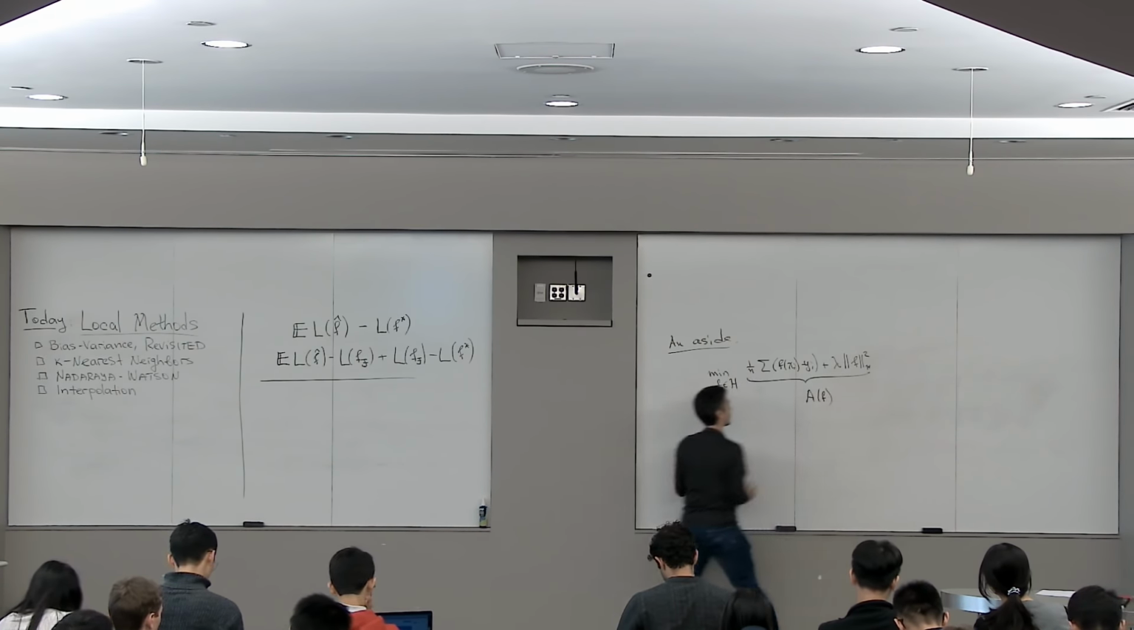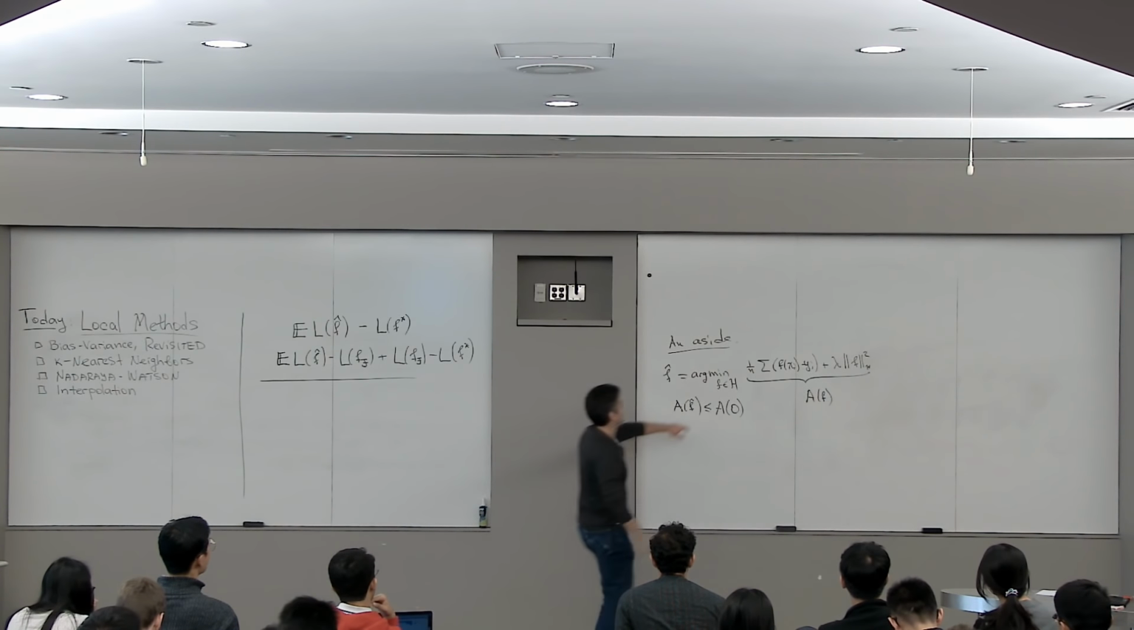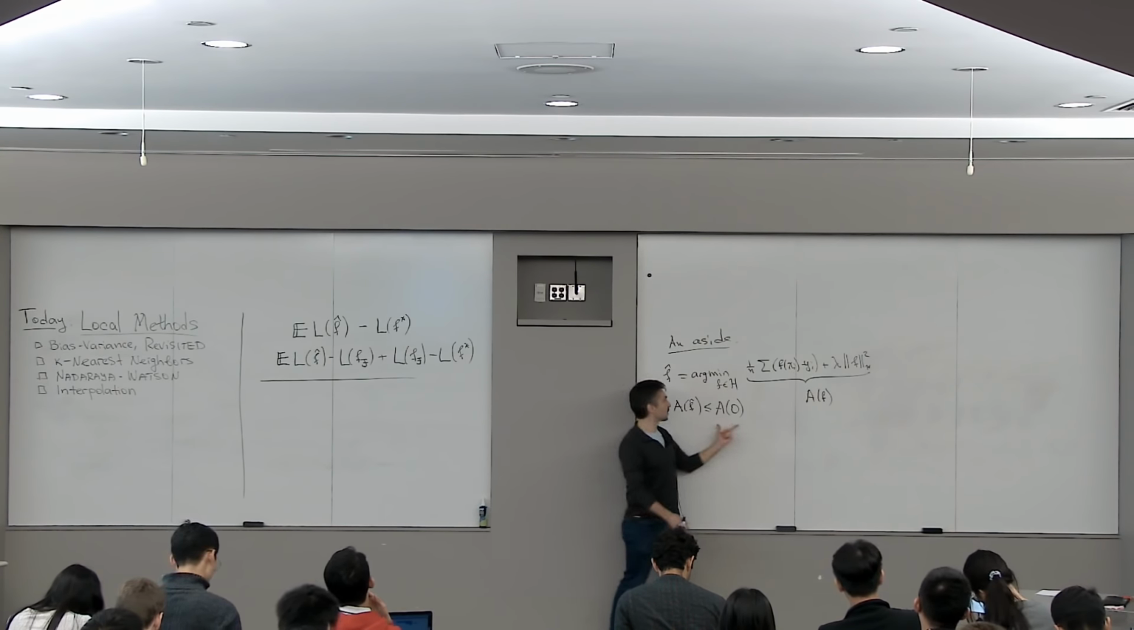Well, then, if f hat is the argmin of this, then I claim that its norm cannot be too large. Why is that? Well, I know that A of f hat, by definition, is no larger than A of the zero function. Just because I searched over the whole space, this is a Hilbert space, it contains the zero function, right? But what is the value of A at 0? Oh, I forgot the square, sorry. Well, it's 1 over n sum of yi squared, right?